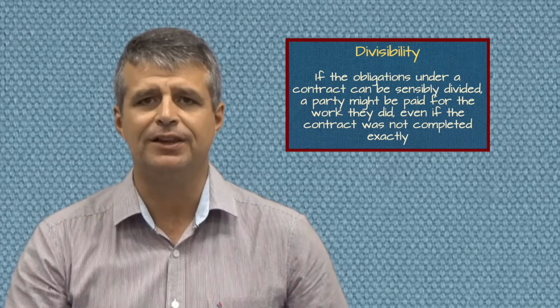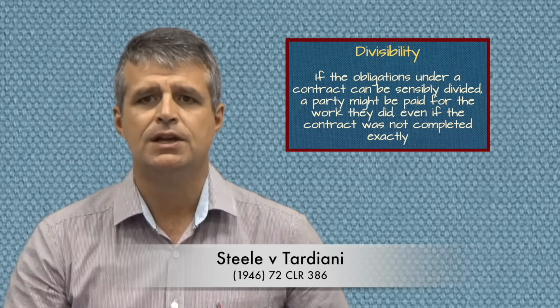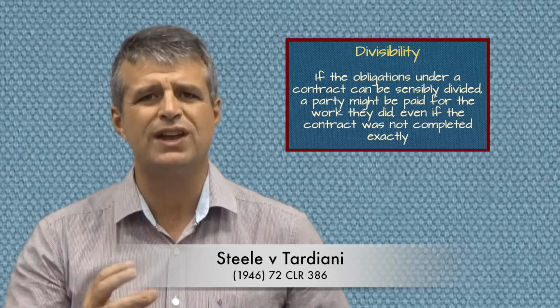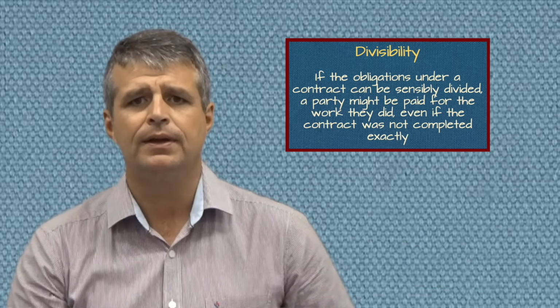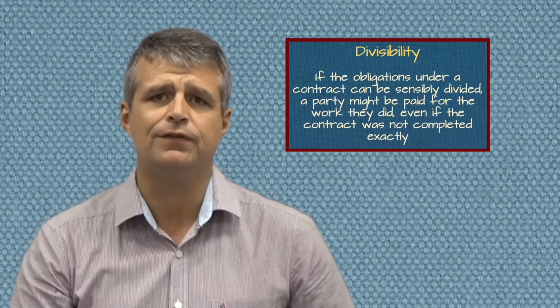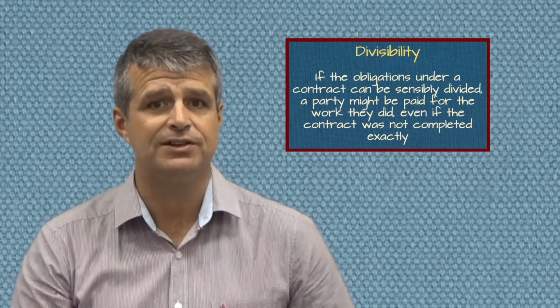The first one of those is what we call the divisibility exception. So if a promise can neatly and realistically be divided up, then the person might be paid for those bits which they did complete. So if you and I made a contract where you agreed to mow my lawn 5 times for $50 each time, that's pretty clearly divisible. So if you were only able to do it 3 times, you could still ask for $150.